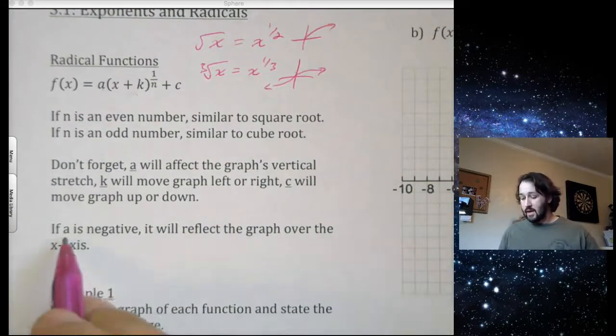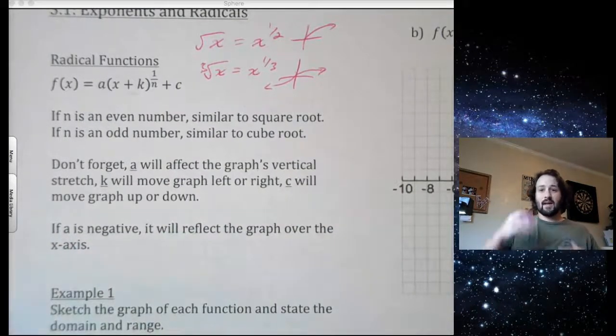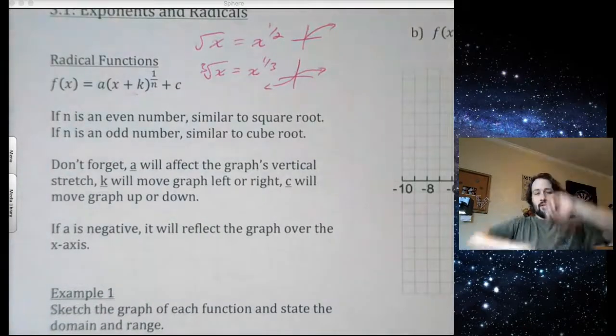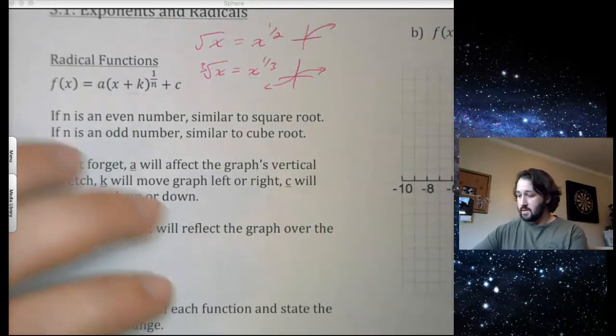If the A is negative, so if the whole function is negative, it reflects it over the x-axis, so it kind of does that with it. All right, other than that, let's just see how we graph these things, and you guys should be good to go. This isn't a very long one.